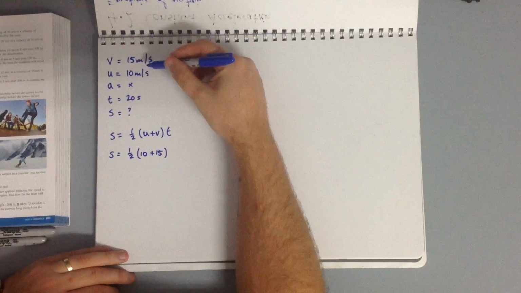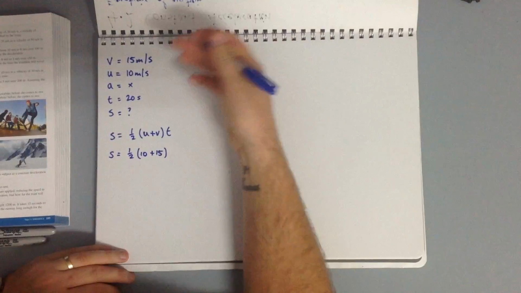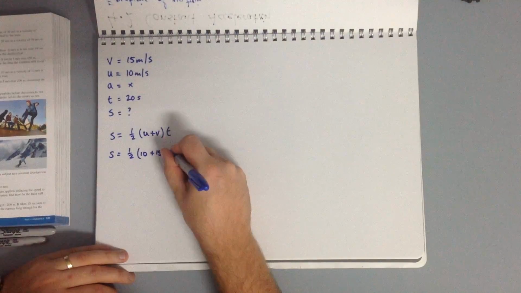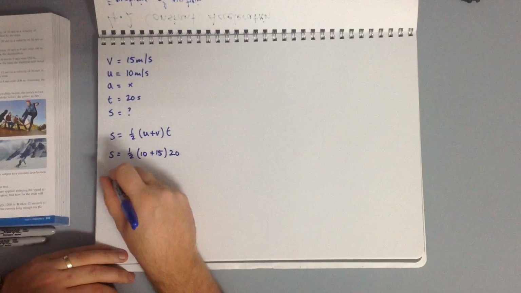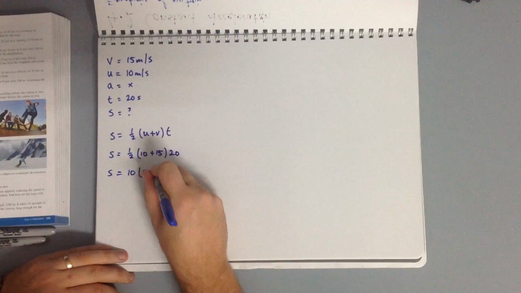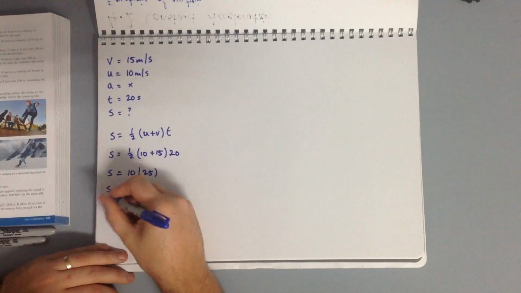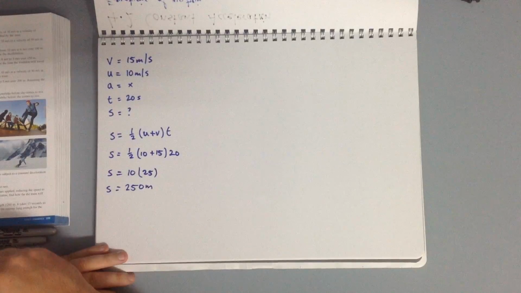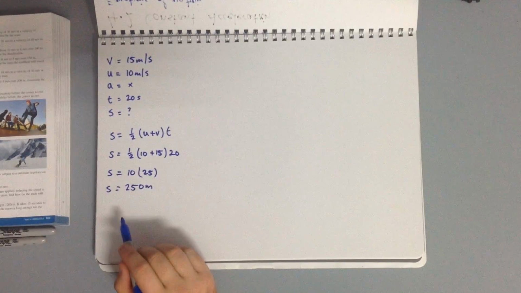It's only if we were going in one direction and then, for some reason, turned around and went back that we'd have to worry. And our time is 20. So I think we've got 10 times 25. We're going to go 250 metres. So the distance travelled is 250 metres.